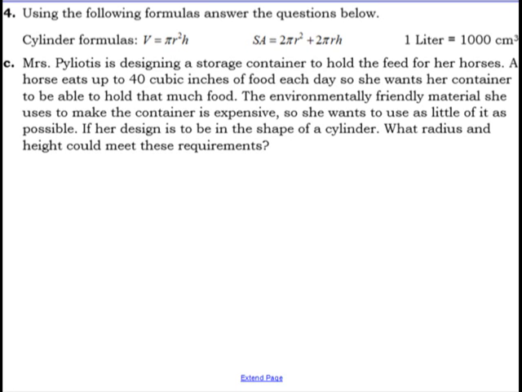A lot of words there, so I'm going to try to sift through it and see what's important. She's designing a storage container to hold feed. I see cylinder up here. It's a cylindrical design, so I've got the formulas there. The horse eats up to 40 cubic inches. That's a volume, I'm thinking. And she wants her container to hold that much. So we want our volume to be 40. So that tells me right now I'm going to use my volume formula and put in 40 for the volume.